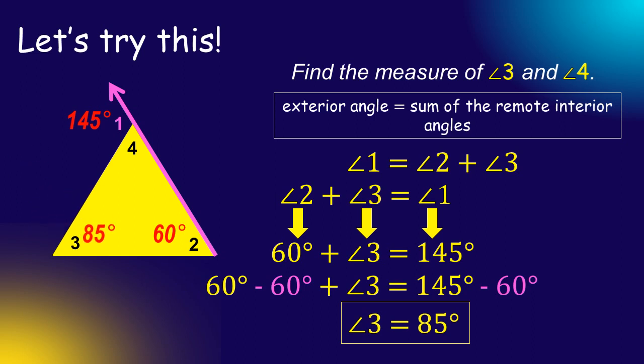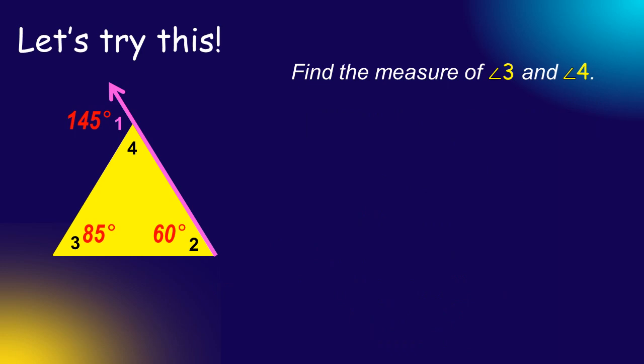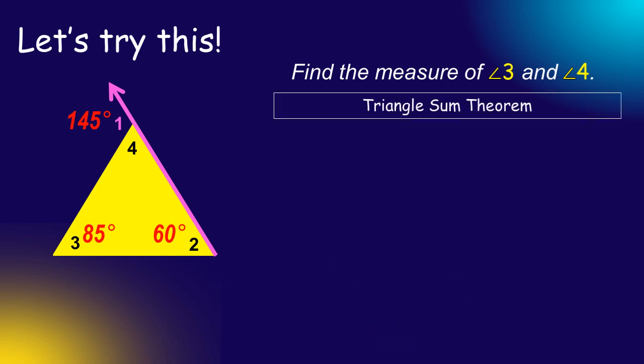Yan. Nakuha na natin si angle 3. This time, the only missing angle is angle 4. So sa angle 4 naman, we have two ways para mahanap natin yung sagot dito. The first way is by using the concept of triangle sum theorem. Ano nga ba ulit yung triangle sum theorem?